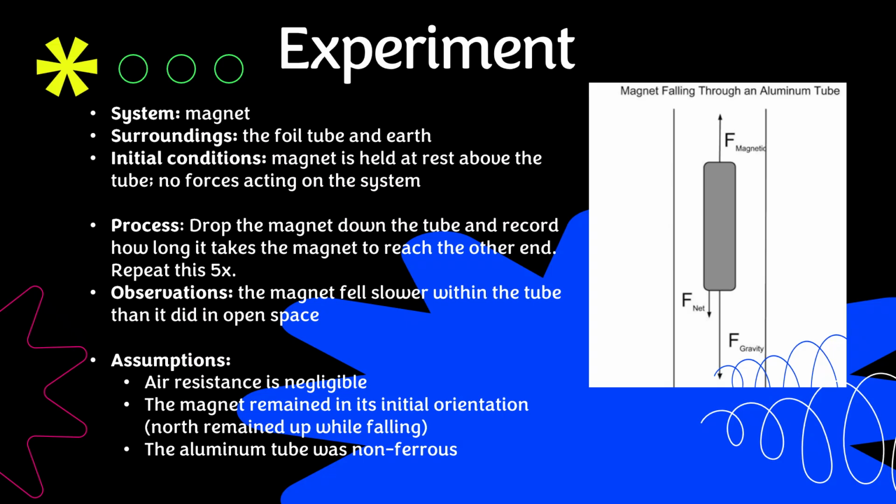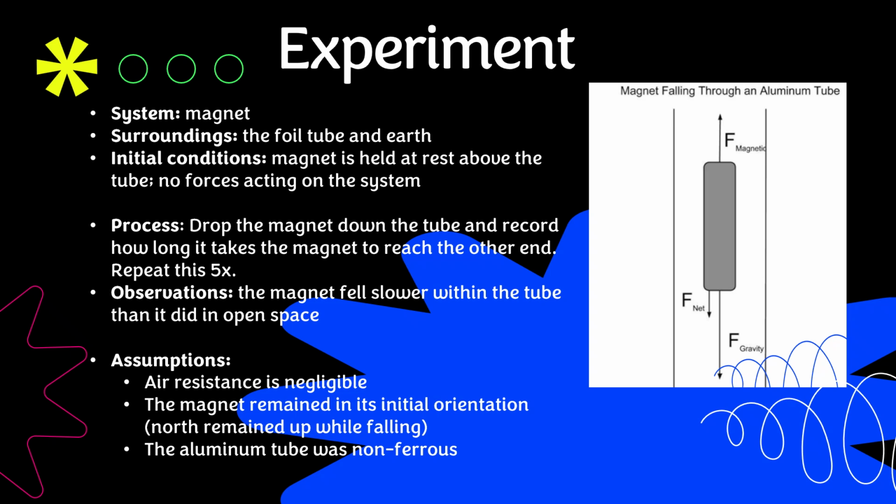Next, we have the setup of our experiment. So basically, I got a tube of aluminum foil, and I held it upright and dropped a bar magnet through it. I did this 5 times, and each time I recorded the amount of time it took for the magnet to reach the bottom of the tube. An observation I did make is that the magnet fell slower within the tube than it did in open space, so that definitely tells me there's some kind of magnetic force going on in there.